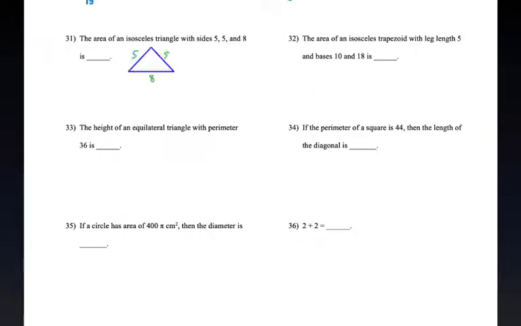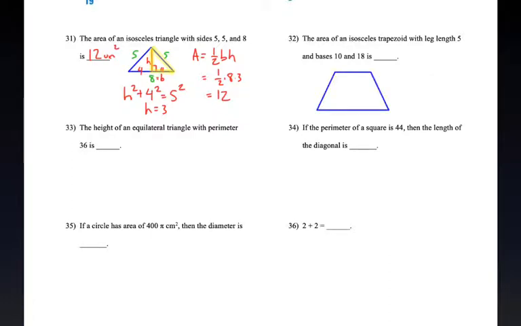Okay, next. The area of an isosceles triangle, 5, 5, and 8. The altitude is what we need. My base of my triangle is 8. We need the height. That altitude, that height also splits the base in half. Now I got a 3 squared plus 4 squared equals 5 squared. That's a 3, 4, 5 triangle. So now it's 1/2 times 8 times 3 is 12 units squared.